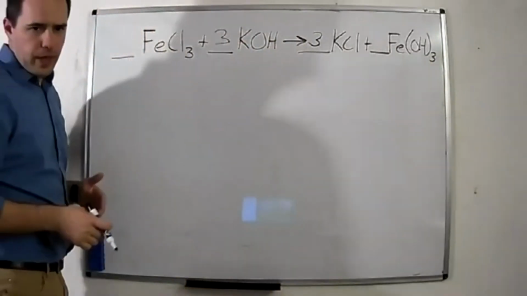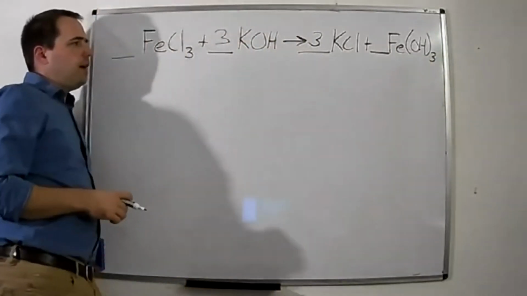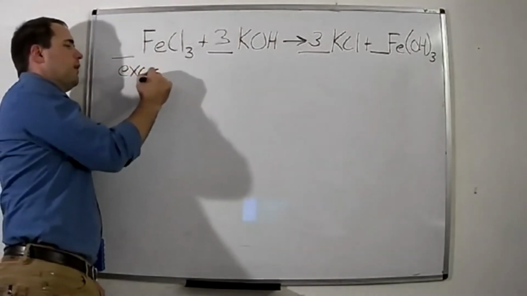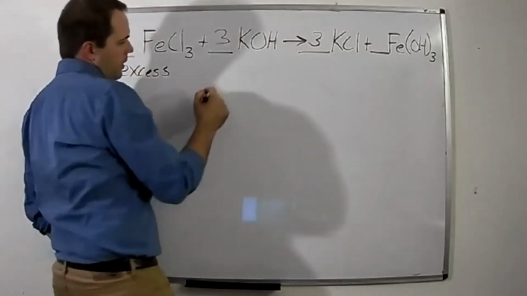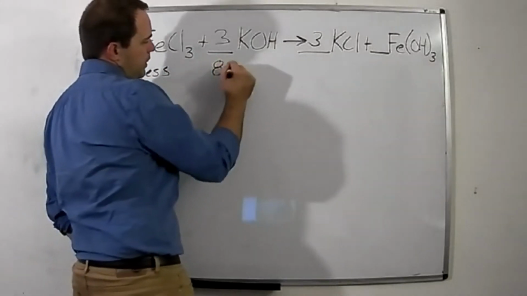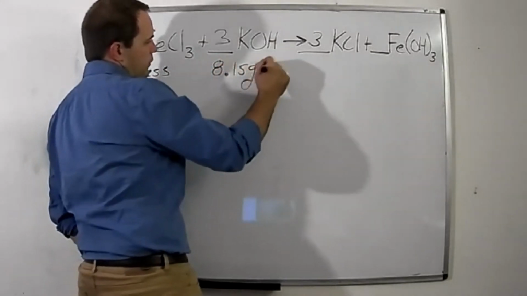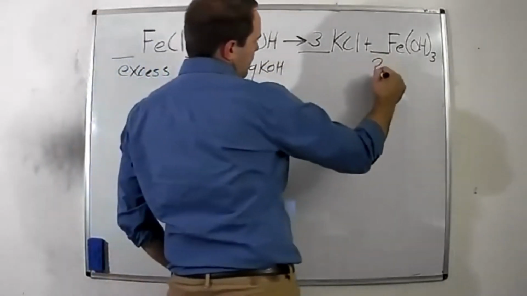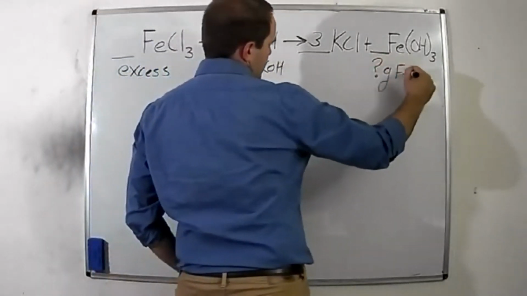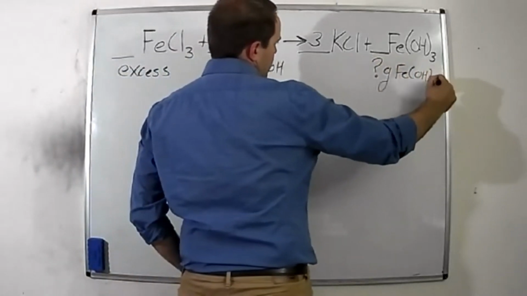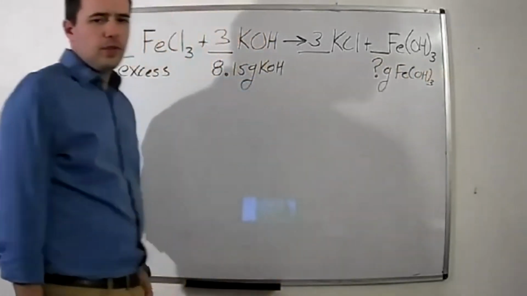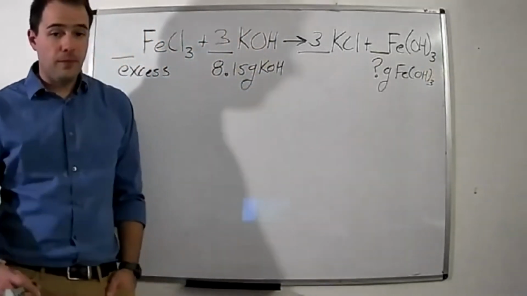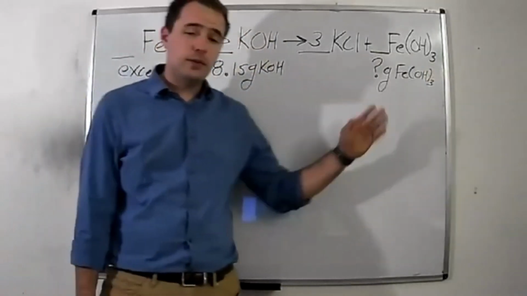So let's go back to an excess problem. Let's say we have an excess of iron 3 chloride. Or let's say we have 8.15 grams of potassium hydroxide, and I want to know how many grams of iron 3 hydroxide could we make with this. Again, this is the kind of thing chemists do all the time, sort of synthetic chemists would do. Your boss comes to you and says, hey, I got an order in for iron 3 hydroxide.